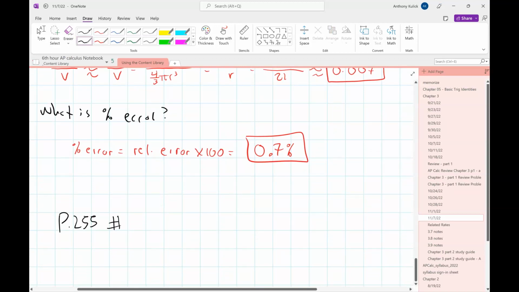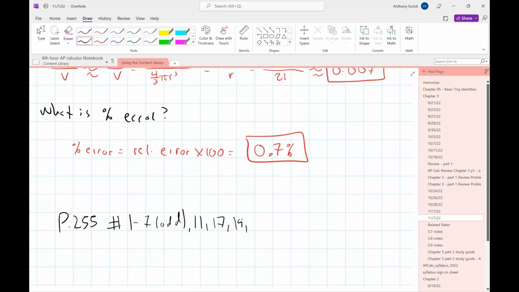So what do we have here? 1 through 7 odd, and 11, 17, 19, 25, 33, 35, and 37. So that's a pretty short little section. What's that, like 12 questions or something? Yeah, it was not too bad.